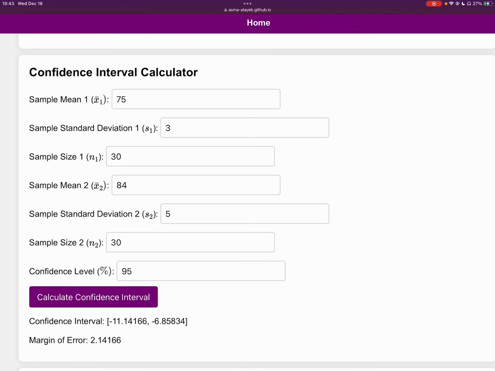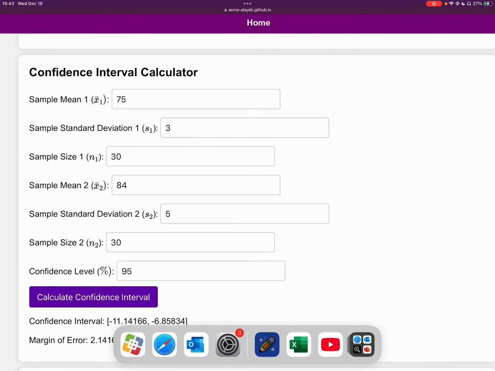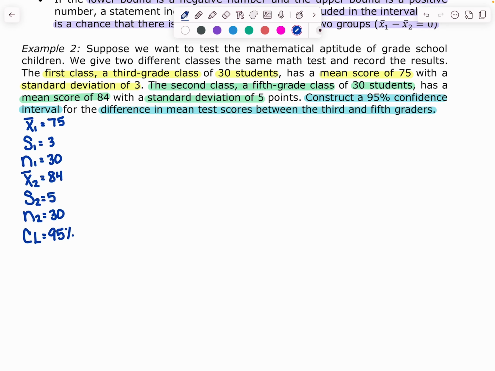So here we have the lower bound and the upper bound for my confidence interval, negative 11.14166 and negative 6.85834. And then we also see the answer for the margin of error. So this would have been the t-score times the standard deviation. It's great that it's there. I don't really need it right now. So I'm going to go ahead and come back up into my notes.